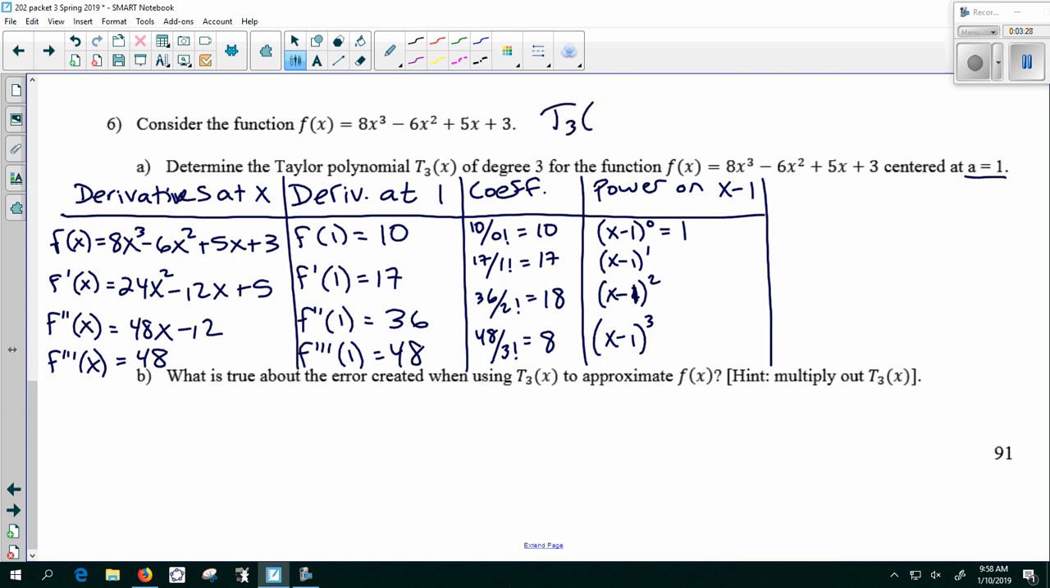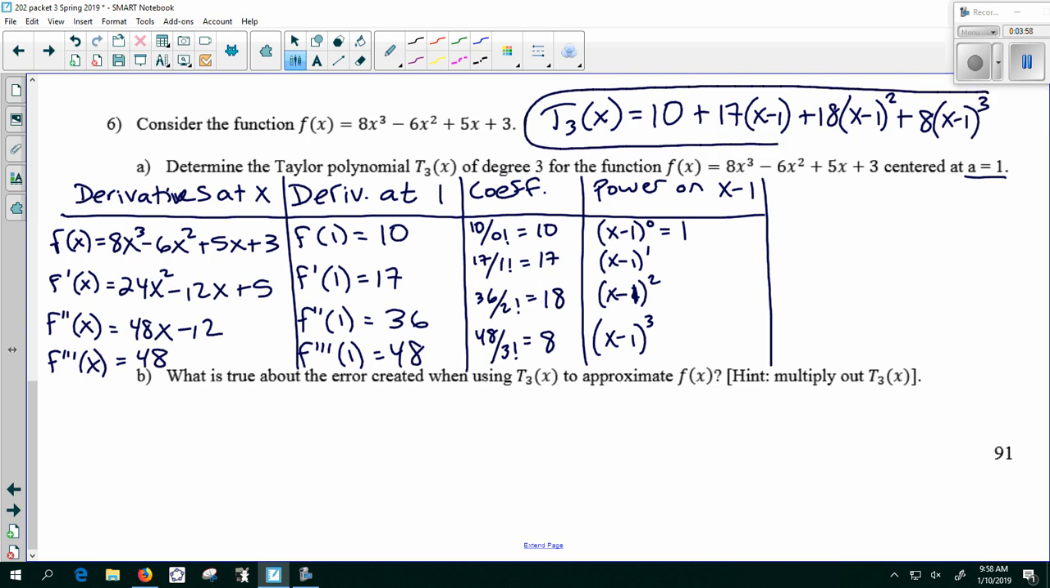Okay, so then my final T3 of x, I'll write it up here, is the coefficient times the x minus 1 to a power. So we're going to have 10 times x minus 1 to the 0, which is 1, so I'm not going to write that down, plus 17 times x minus 1, plus 18 times x minus 1 squared, plus 8 times x minus 1 cubed. All right, so that's my third degree Taylor polynomial. It's supposed to be a good approximation of the function when I'm near a equals 1.